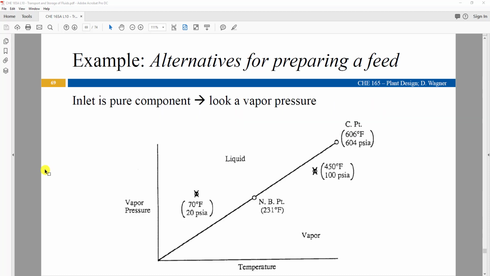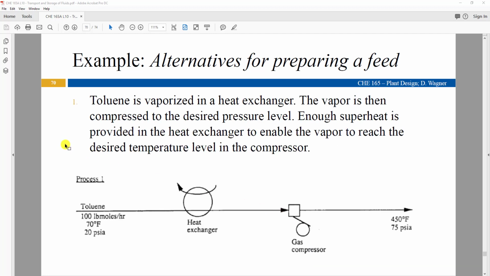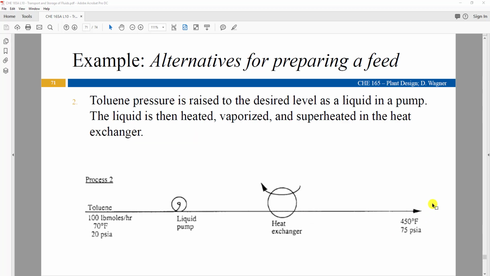So in class, we went through the physics that are actually occurring with toluene. So here we have a liquid, here we have a vapor, and our normal boiling point is around 230 Fahrenheit. Process 1 heats up the toluene, then compresses the gas to produce our product specification. Process 2 pumps that liquid, then vaporizes it in a heat exchanger to produce our desired specification.